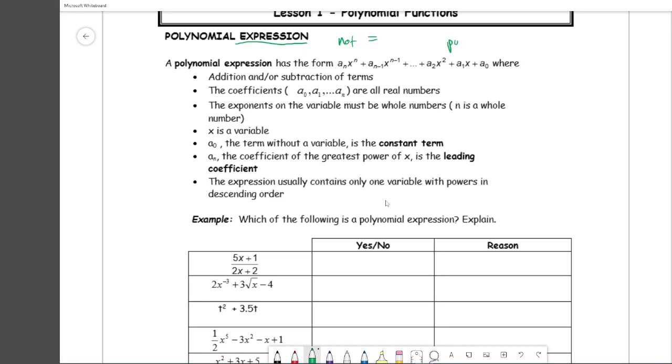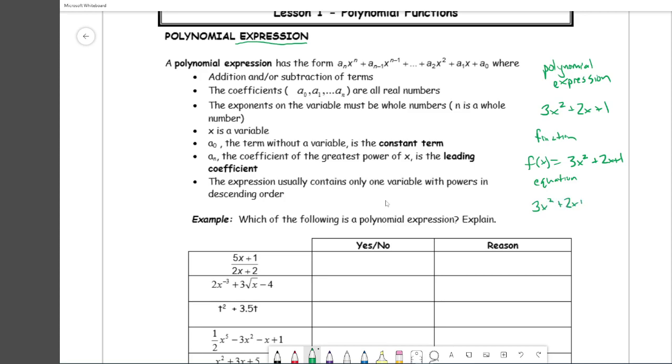So suppose you had, for example, let's just write it out to make this clearer. A polynomial expression might be something like 3x squared plus 2x plus 1. A polynomial function might be f of x equals 3x squared plus 2x plus 1, and a polynomial equation might be 3x squared plus 2x plus 1 equals 6, right? All of these things are, of course, very similar.